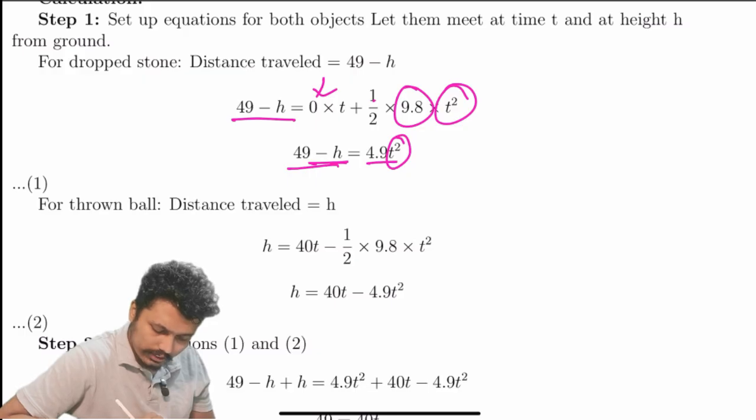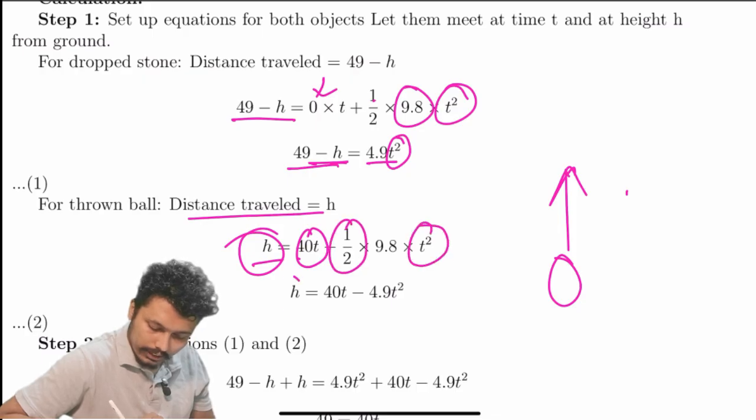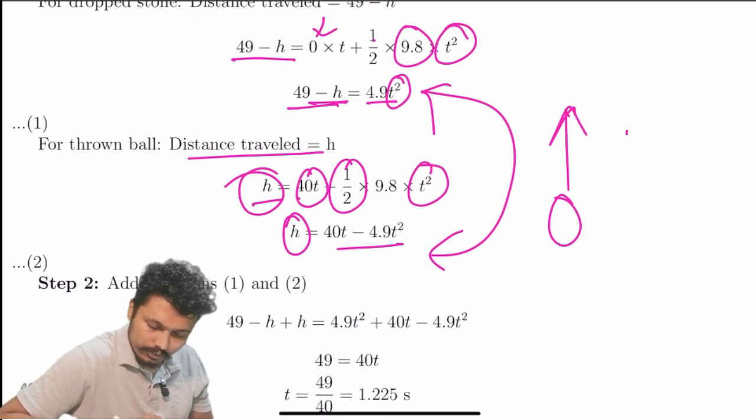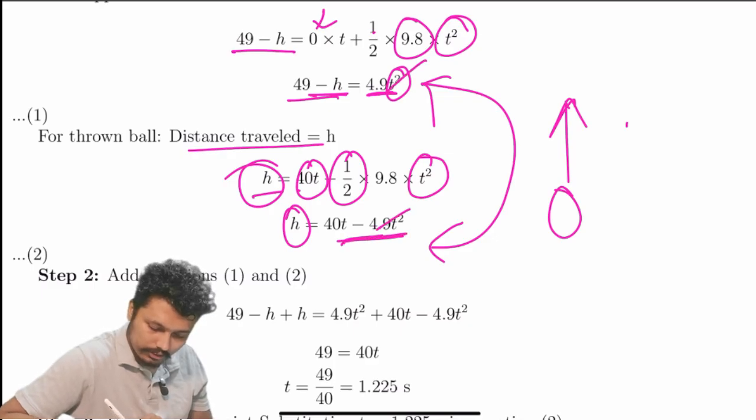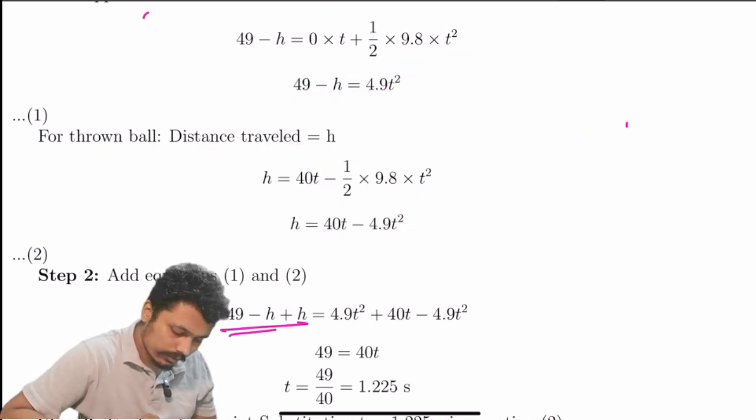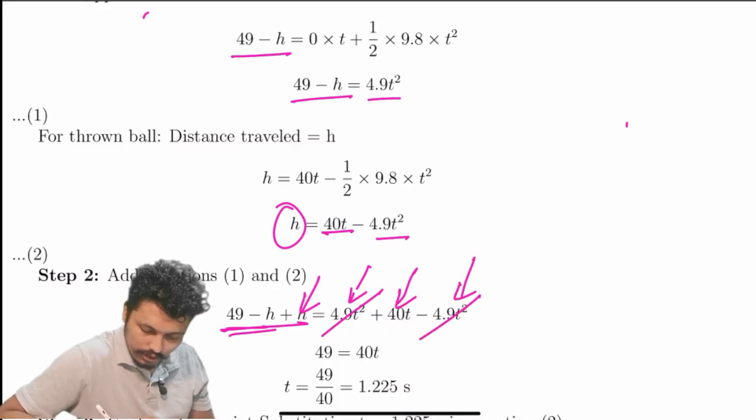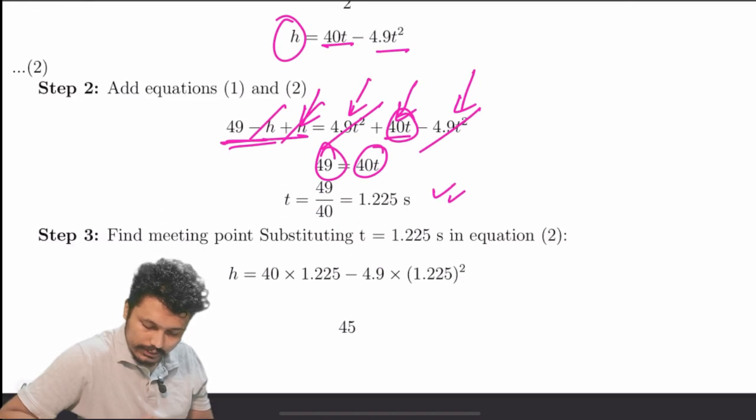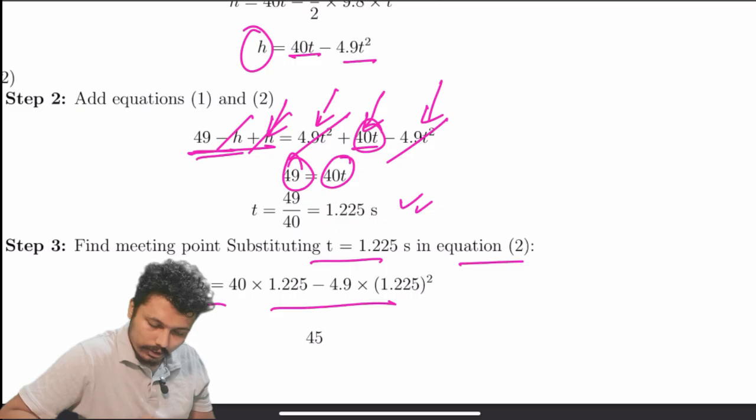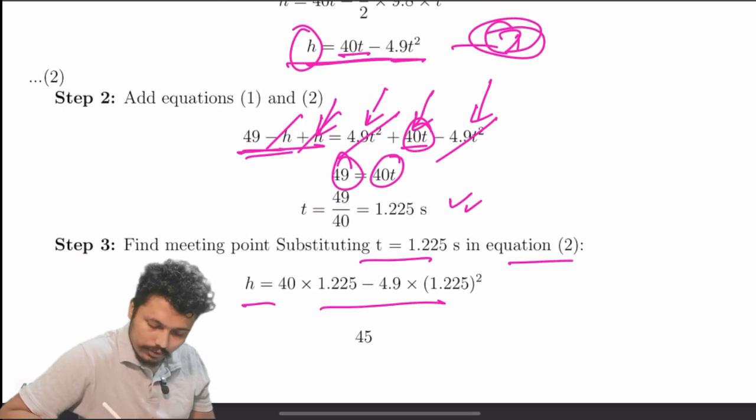For the thrown ball, the distance traveled is h. I can use the same formula and I'll get h equal to 40t minus 4.9 t square. Now I can solve these two equations. If I add these two, 49 minus h plus h gives 49, and the 4.9 t square terms cancel, and h cancels, right? So I got 40 t is equal to 49. So I got the t value like this, and I can calculate the h value also by putting it in the equation.